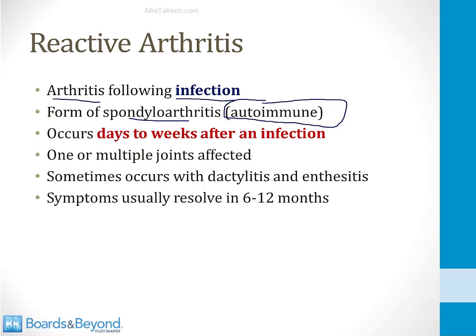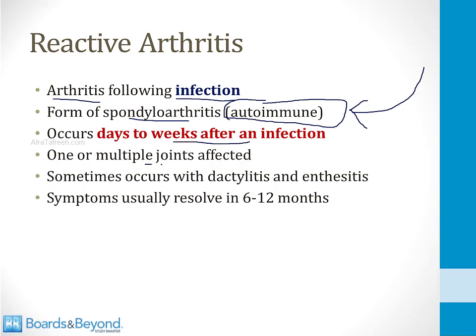So if they describe to you arthritis following an infection, you might be inclined to think that that's spread of the infection to a joint. However, if it is a case of reactive arthritis, it's actually an autoimmune process triggered by the infection. This form of arthritis occurs days to weeks after an infection.